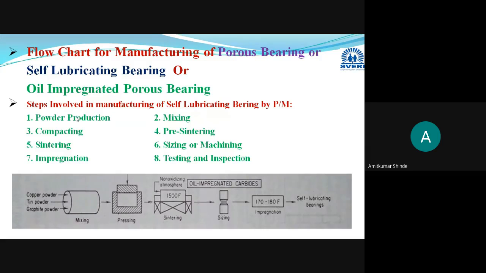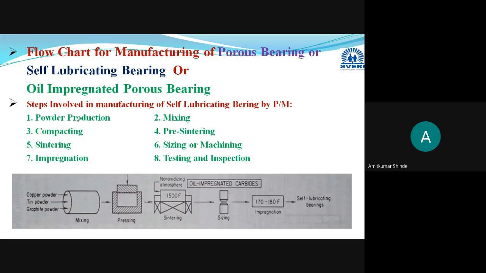Bronze, in the sense, we are going to use a mixture of copper and tin powder. Okay, this will be your first point: powder production. The powders required will be copper powder, symbol Cu, then tin powder, symbol Sn, and graphite powder, that is carbon in the form of graphite. These three powders are used. Approximately 90% copper will be there, 9 to 10% tin, and a very small amount of graphite is added.